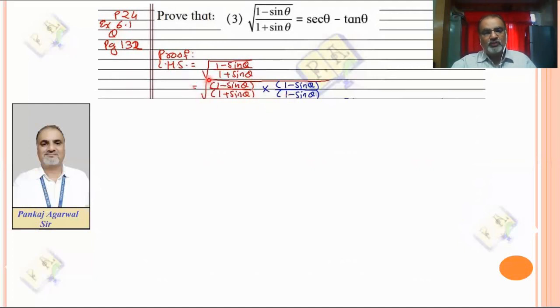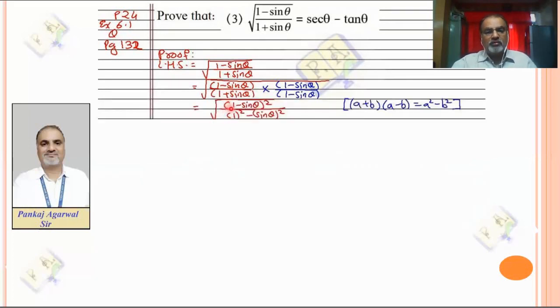So in the whole square root, (1 minus sine theta) all upon (1 plus sine theta), multiply and divide by (1 minus sine theta) upon (1 minus sine theta). Now look at the numerator. It is (1 minus sine theta) into (1 minus sine theta). What is x into x? x square. Bracket into bracket, bracket square. So it will become the whole square root of (1 minus sine theta) the whole square.